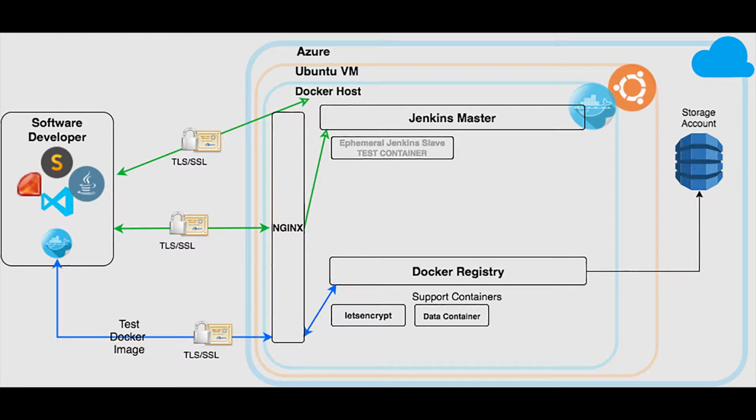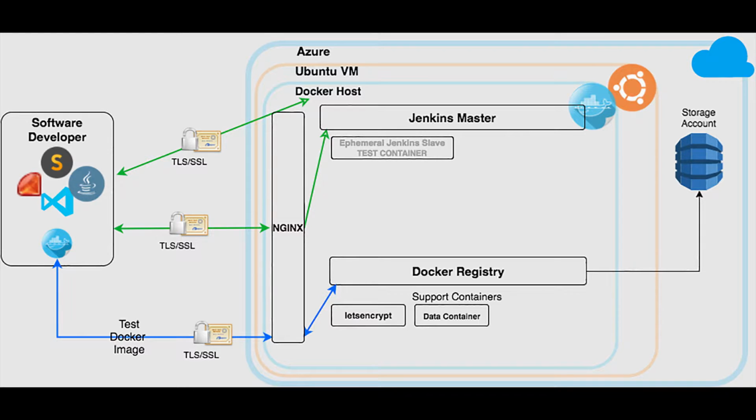Since our ultimate goal is to allow developers to create their own Docker images for their build environments, we need a good way for them to insert them into the system. So in this installment, we are going to stand up a private Docker registry in Azure and secure it with a TLS certificate from Let's Encrypt.